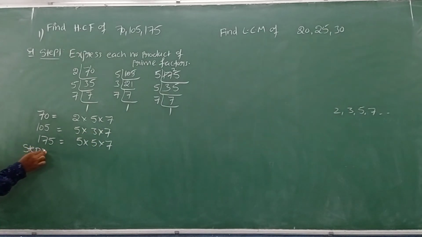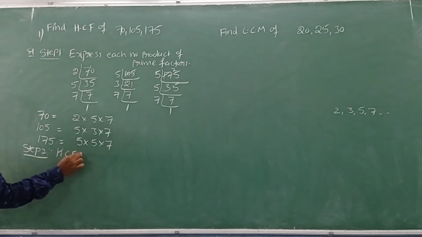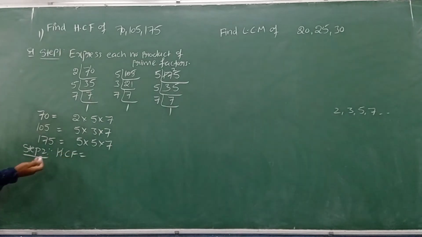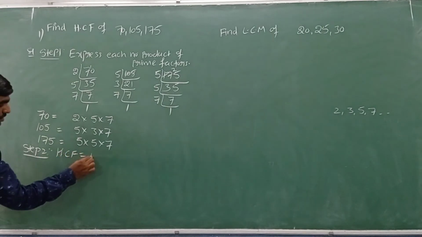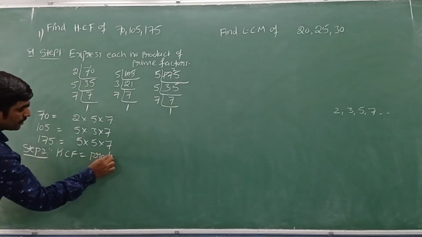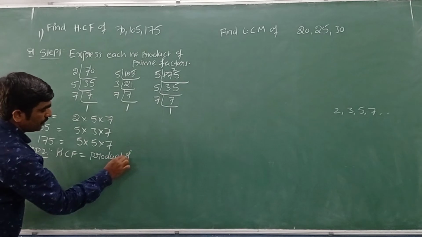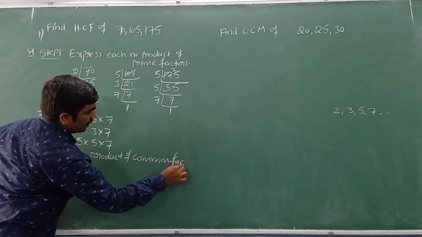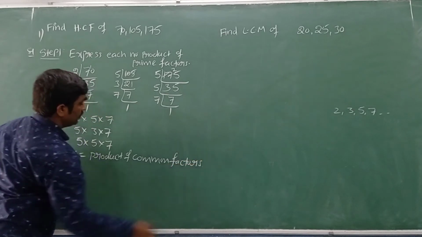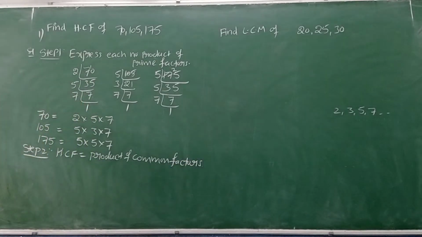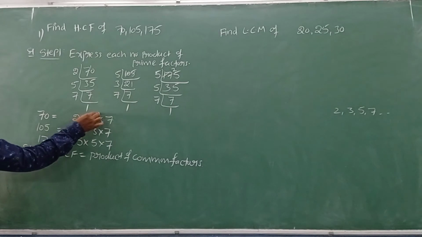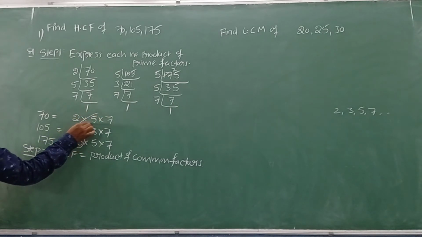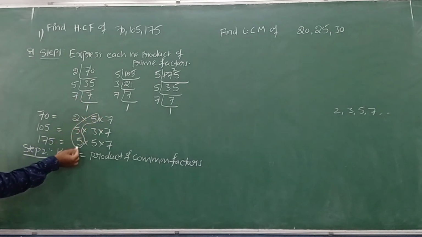Now we are moving to step 2. In step 2 we have the HCF formula. What is the formula of HCF? HCF, highest common factor, is equal to the product of common factors. Just multiply the common factors. Now identify the common factors of all three numbers. I can see 5 is the common factor of 70, 105, 175.